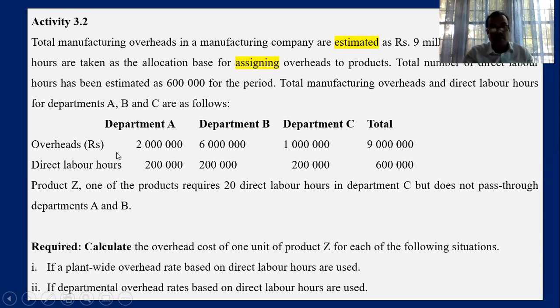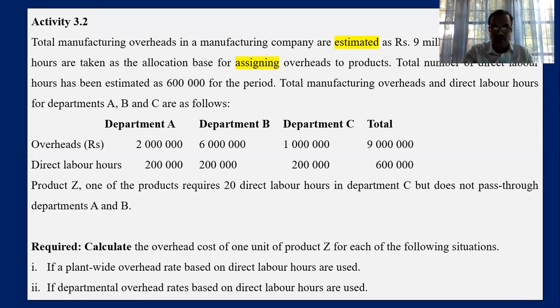Some products may go through all the departments. Some products may not go through all the departments. The Z product is also one that does not go through departments A and B. So you should form a logic here. It would be more logical to assign indirect cost for the product Z only by considering department C allocation, not A and B.